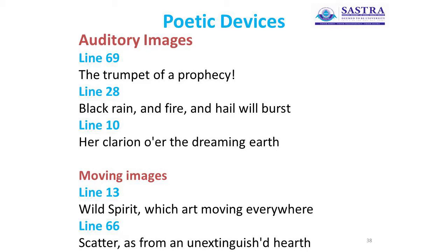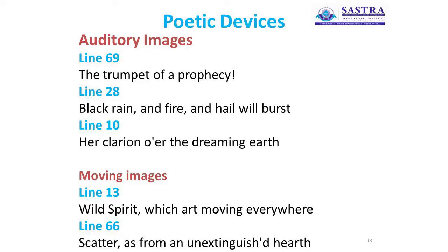Okay, and then let me see some moving images. How can an image move? By reading those lines itself, we can imagine the speed and movement of it. Now, one example is "spirit," which are moving everywhere. So, we can imagine when we read these lines that the west wind is like a spirit which is freely blowing everywhere.